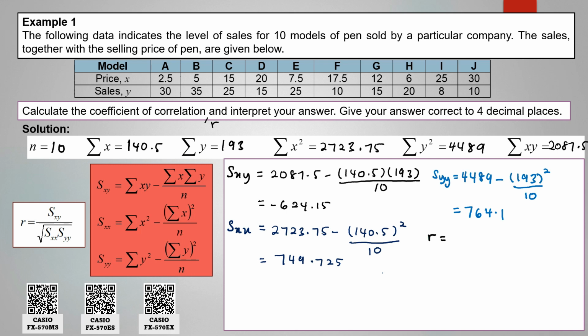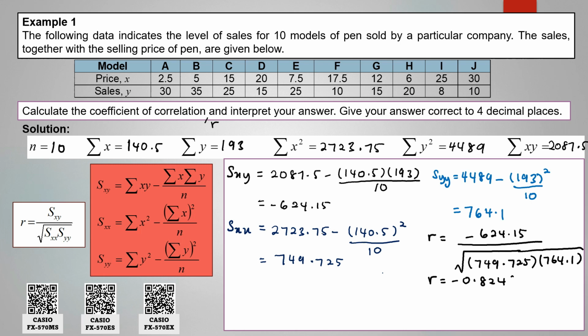Then just put all the values that you get, Sxy, Sxx, Syy, into the formula of coefficient of correlation. R is equal to negative 624.15 divided by square root of Sxx, which is 749.725, times 764.1. Okay, and then just press your calculator correctly. You will get your value of R is equal to negative 0.8246. So this will be your value of R.